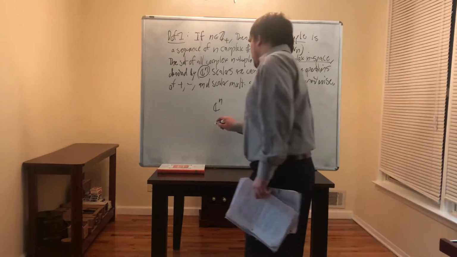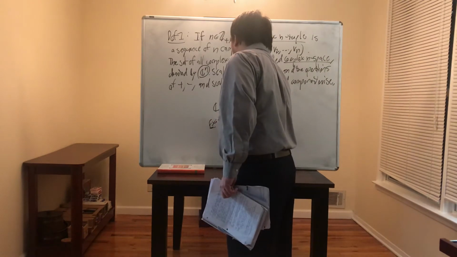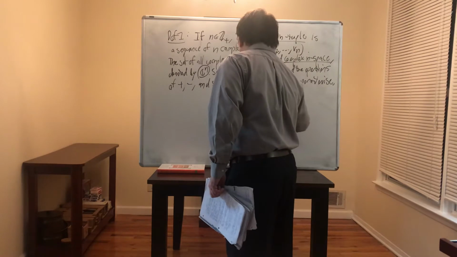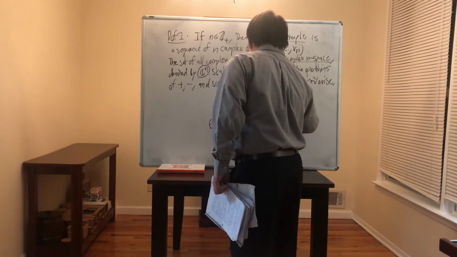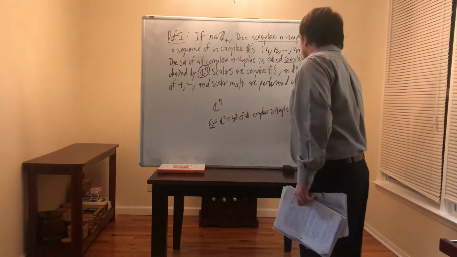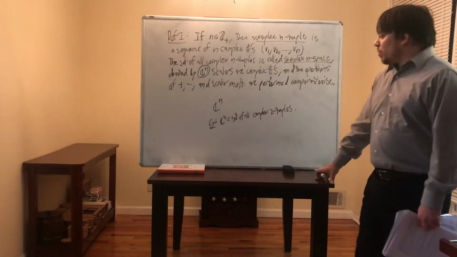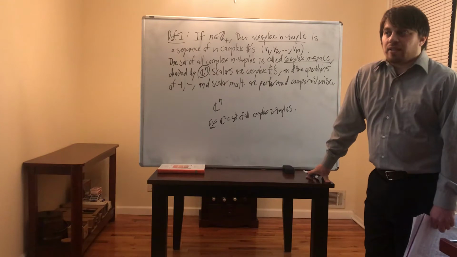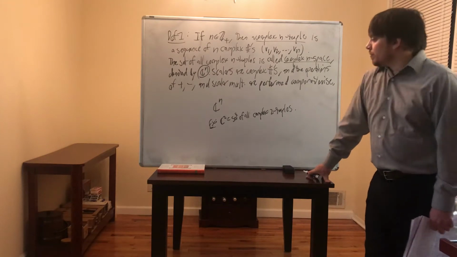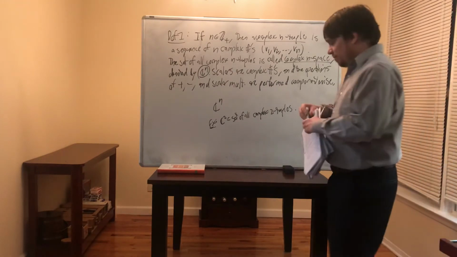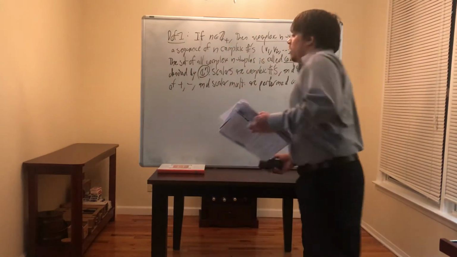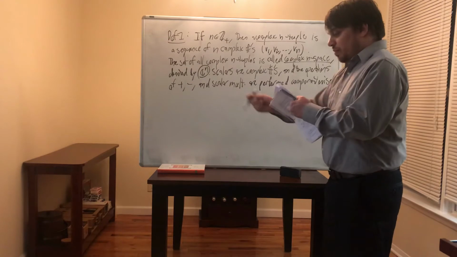Okay, so as an example of Cn, C2 is the set of all complex 2-tuples. So C2 is the set of all ordered pairs of complex numbers. It's the set of all lists with 2 complex numbers in them. Okay, so that's definition 1.